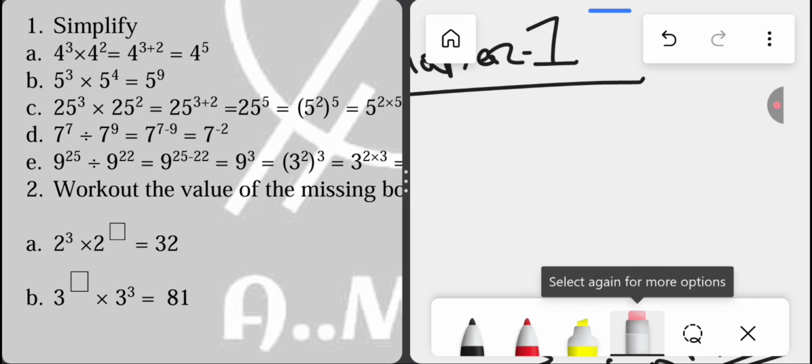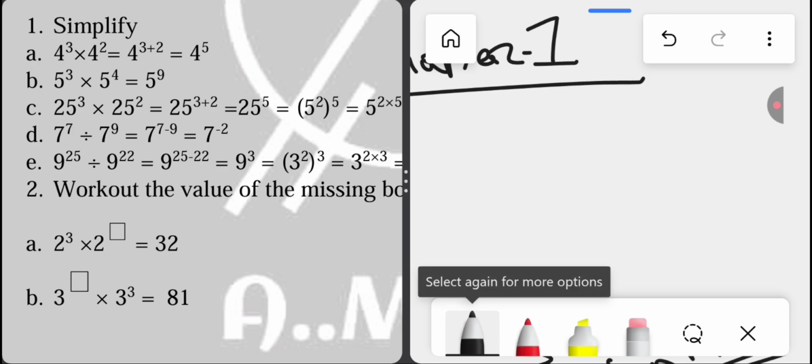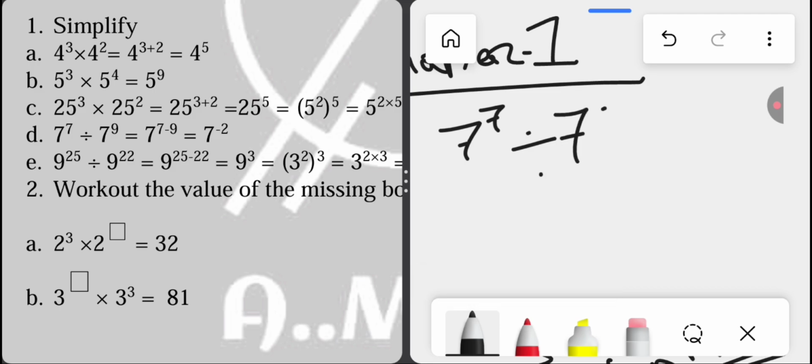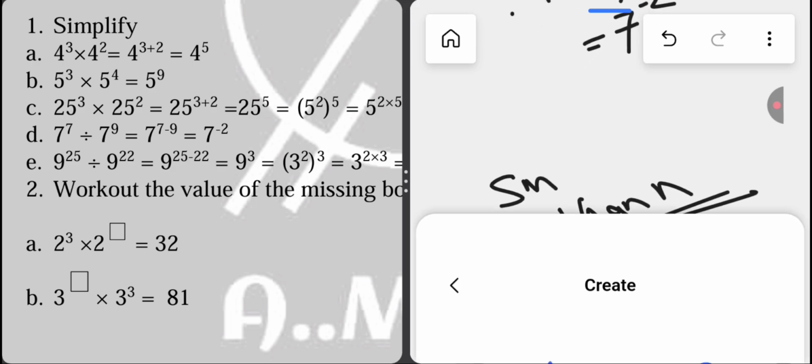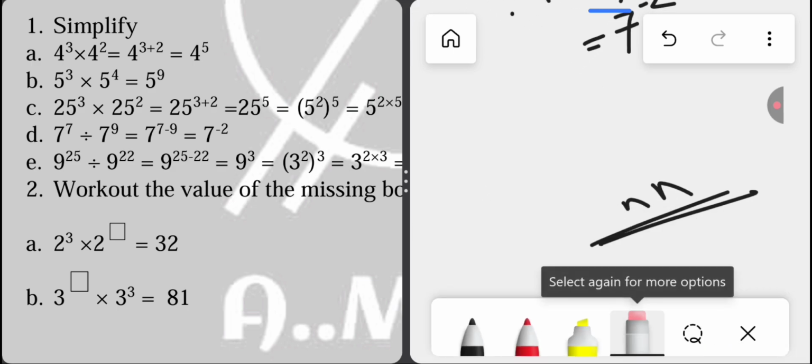So let us look at some examples, which is the first one which I have given is that 7 to the power 7 divided by 7 to the power 9, which is equals to 7 to the power 7 minus 9, which gives us 7 to the power minus 2. As you are already in class 7, I hope that you know that formula, or you understand how the minus 2 came.